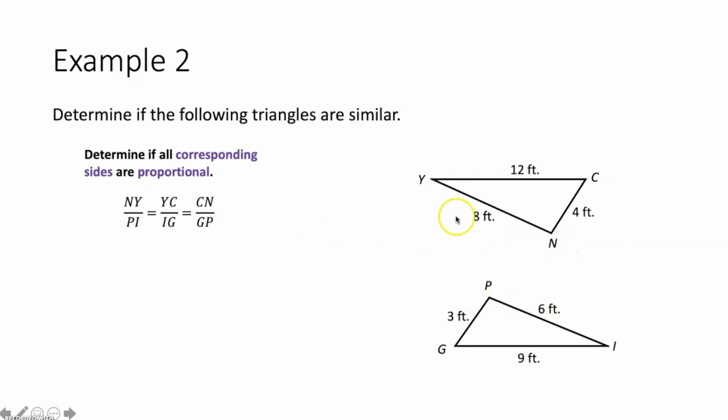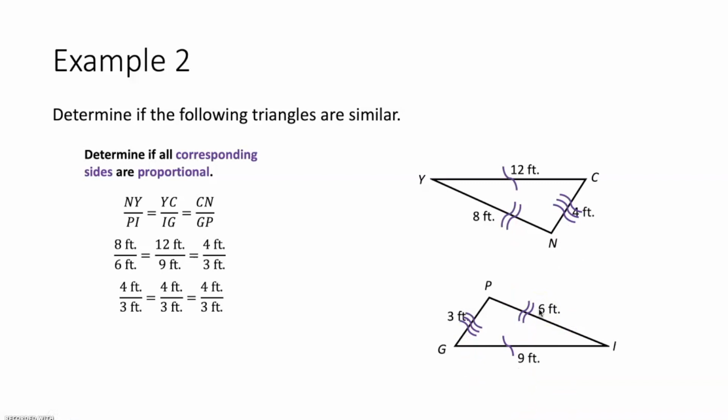We know that segment NY corresponds to segment PI. We know that segment YC down here corresponds with segment IG down here, and segment CN over here corresponds with segment GP over here. We can then plug in the measure of each of those segments into our extended proportion. We can then simplify each ratio in our extended proportion over here, and we see that they do in fact simplify down to the exact same similarity ratio in each, meaning that all three pairs of corresponding sides in these two triangles are proportional. Therefore, these two triangles must be similar by the side-side-side similarity theorem.